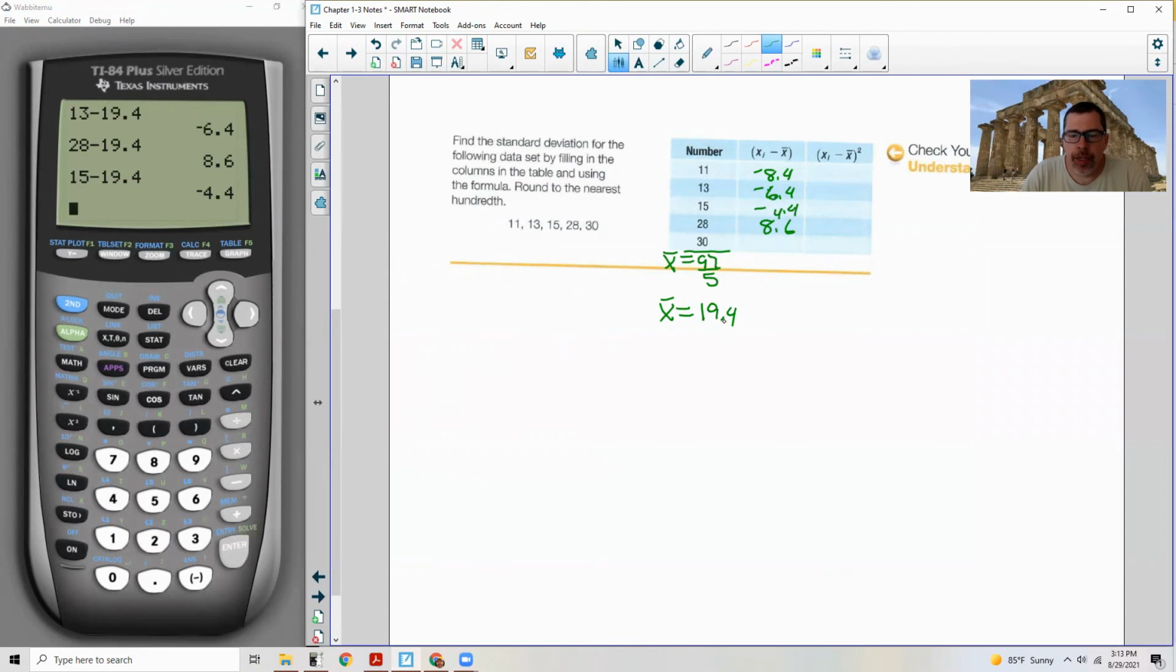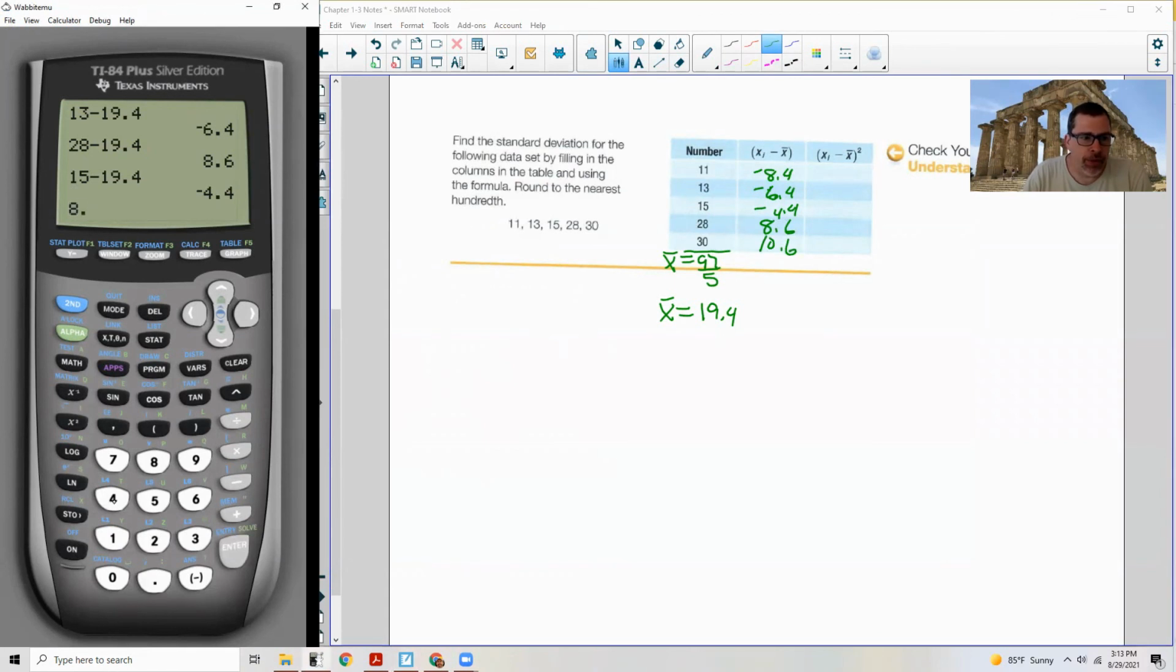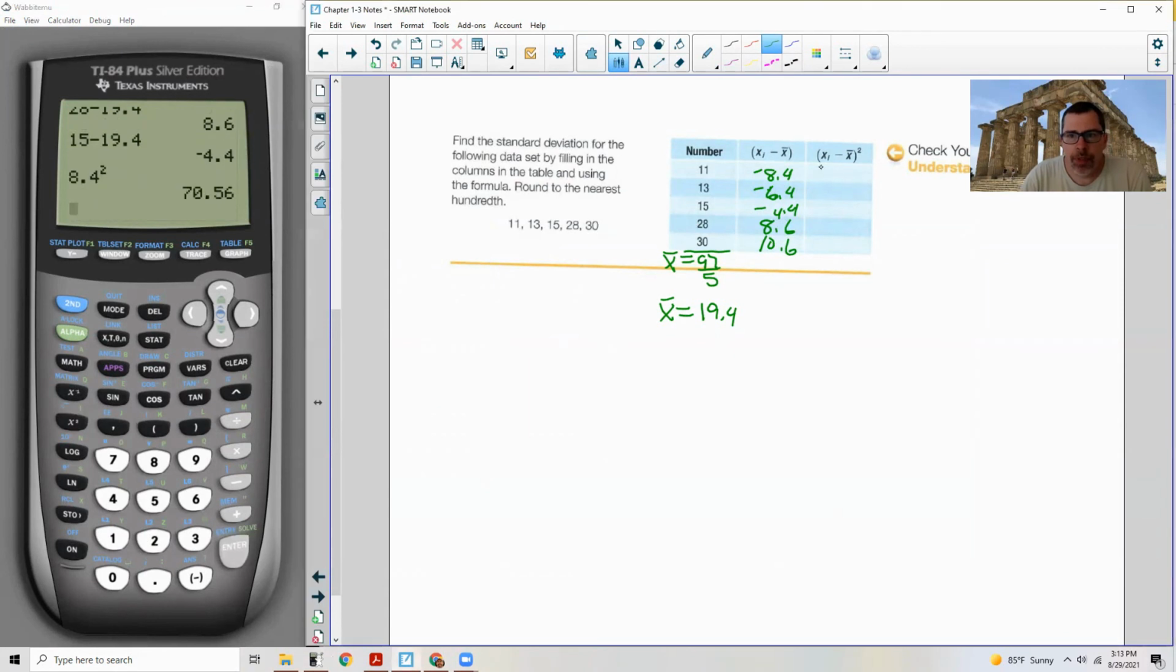And then finally, 30 minus 19.4 is 10.6. So then we're going to square those. And I'm going to ignore the negative, so I don't have to type it in, because a negative 8.4 squared is the same as 8.4 squared. We're going to get positive every time. So this is going to be 70.56.